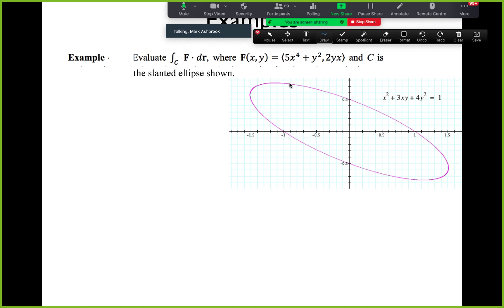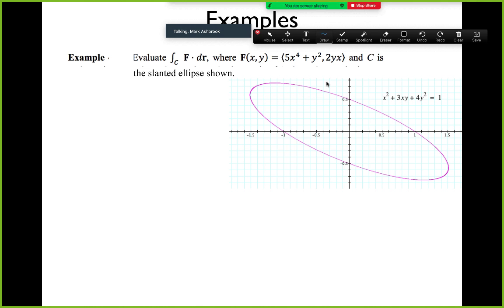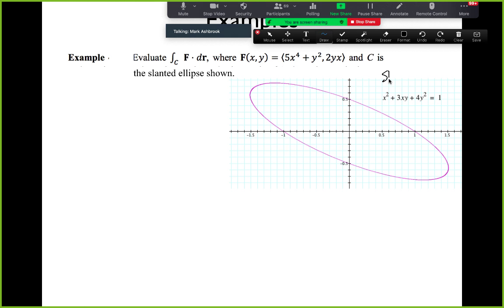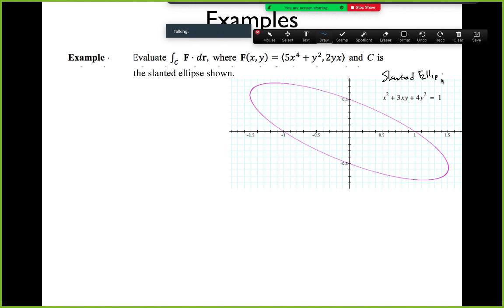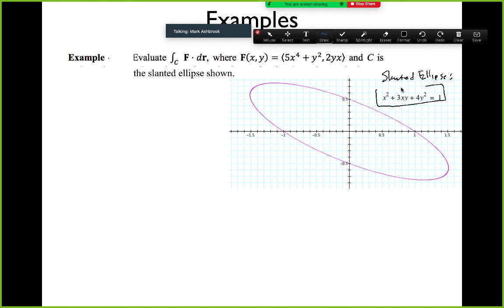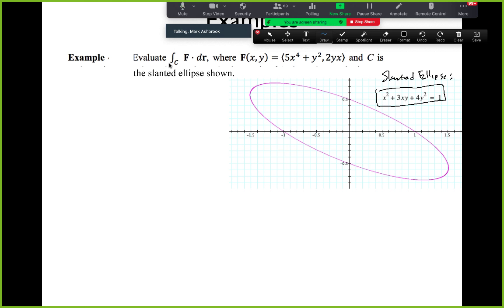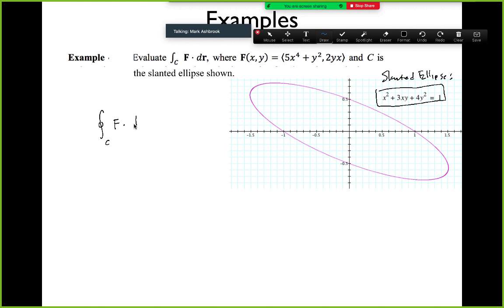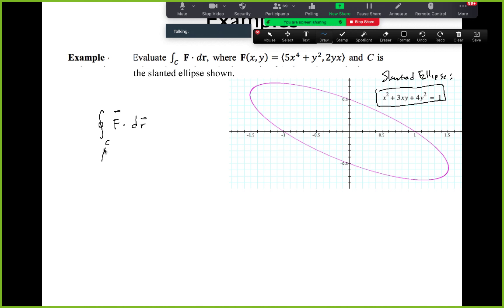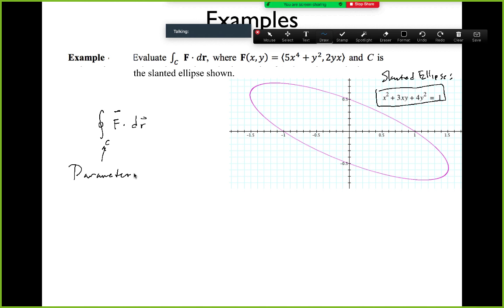All right, so now I want to do the line integral around this loop, which is the slanted ellipse, according to this equation right here. It says evaluate the line integral. So what about doing that directly? What would that consist of? What would we have to do to do this directly? Parameterize the curve. Write a vector function.